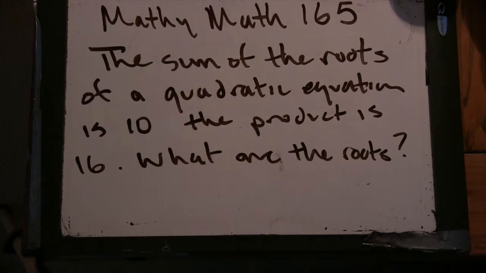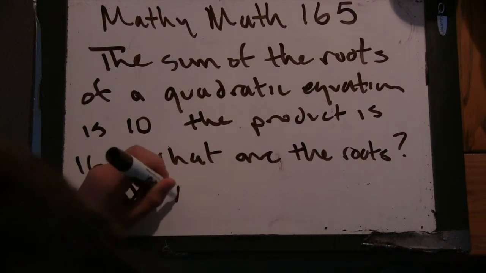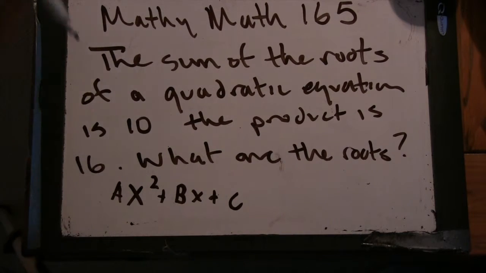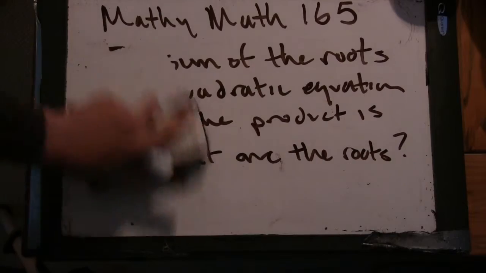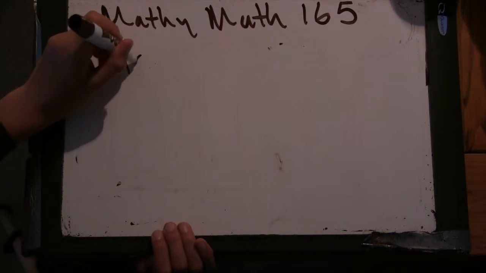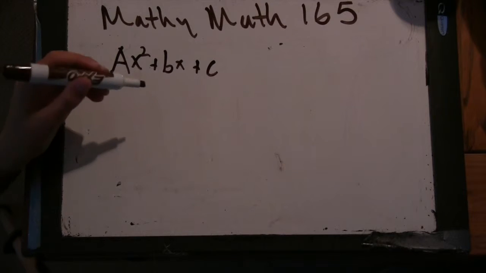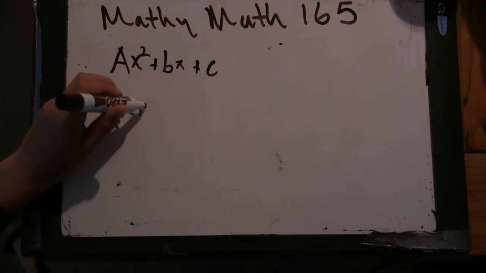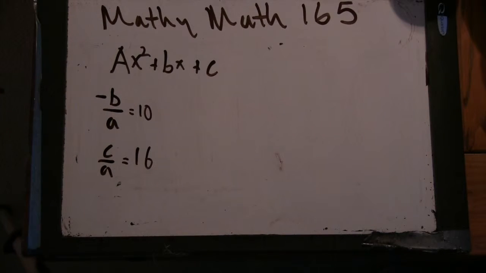So is this quadratic in the form ax squared plus bx plus c? Is a greater than 1 here? I don't know, I just said a quadratic equation. All right, so we have ax squared plus bx plus c, and we know that minus b over a is 10, and c over a is 16.